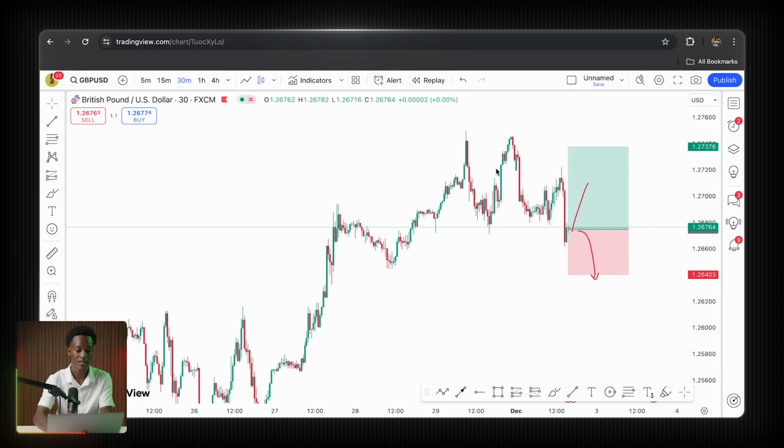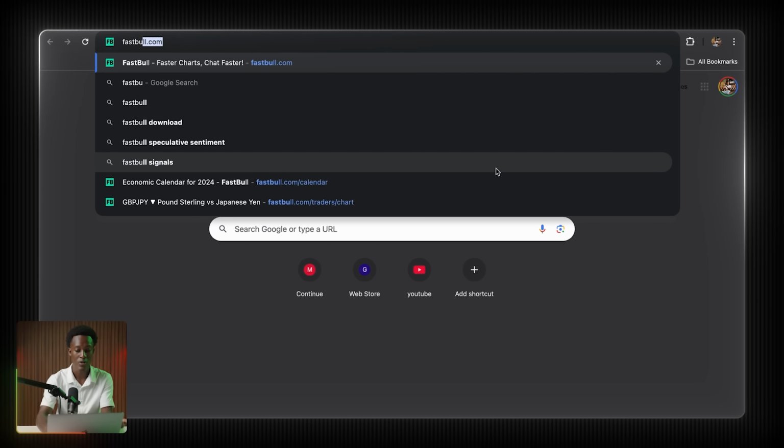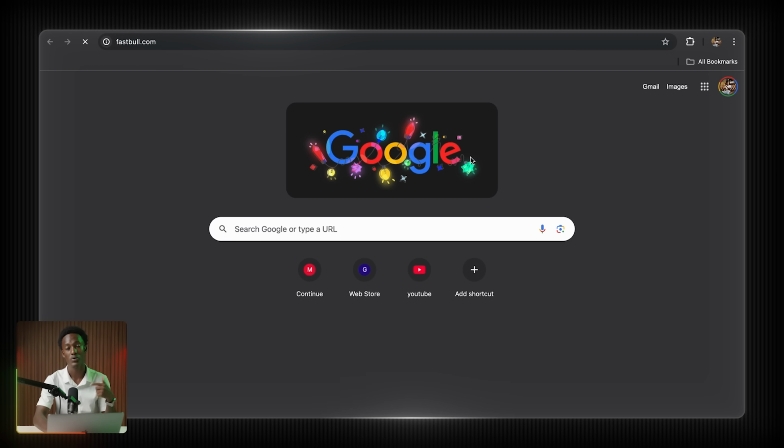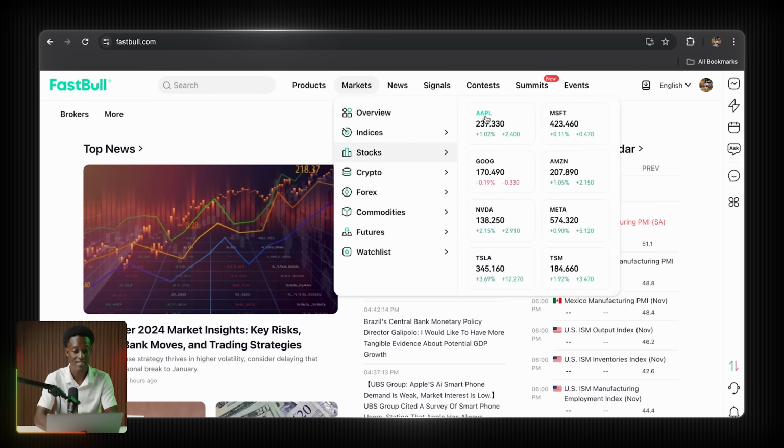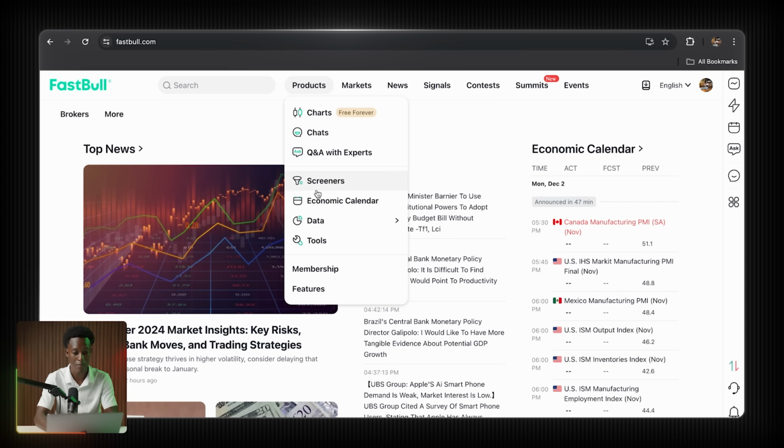We can easily do that by having an economic calendar. For this instance, we are using Fastbull. Just come over here and type in Fastbull. Again, you can easily download the app. I'll put the links down in the description. Once you're on here, you need to have your economic calendar, so just come over here to products and then scroll to economic calendar.